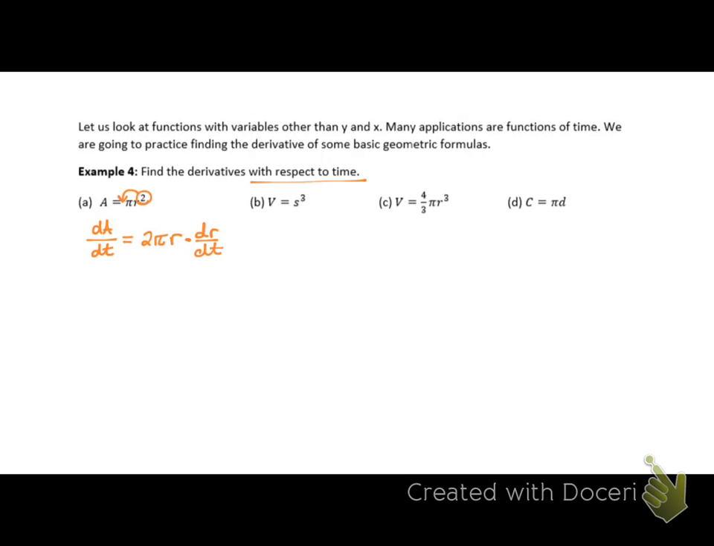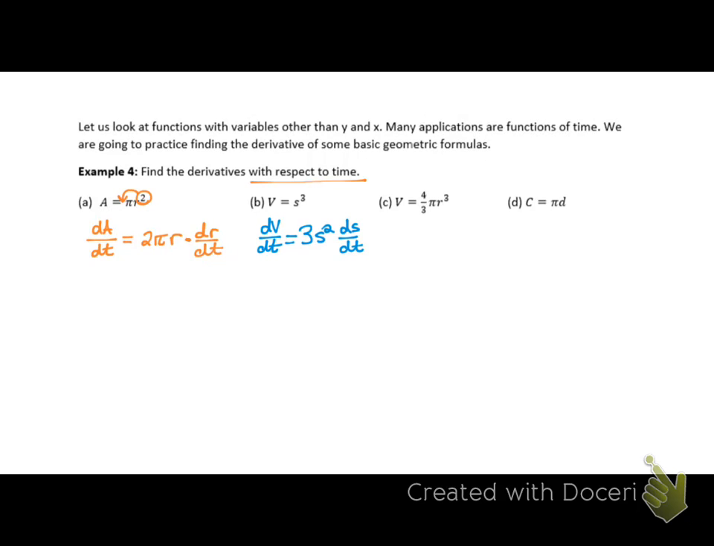Let's show you b. To find dV dt, s is my inside function. I'm going to take that 3, and then I'm going to get s squared, just like always. But I can't forget to multiply by the rate of change of s. It's very, very important.